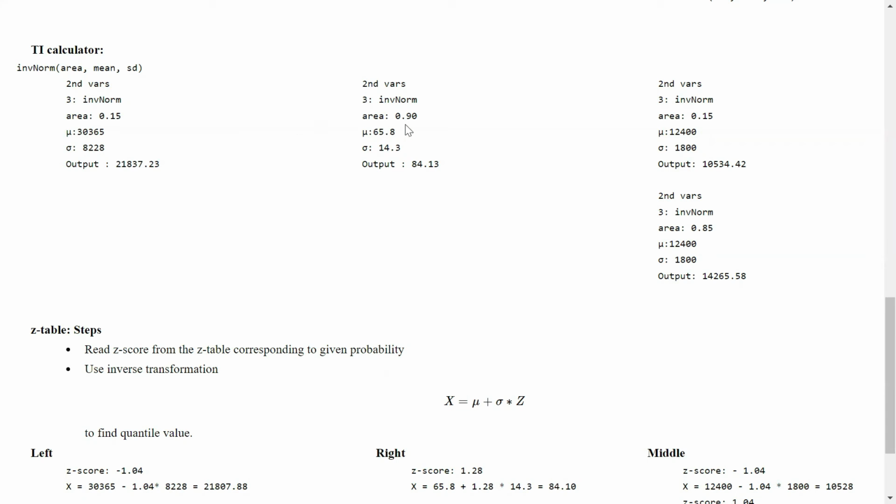Next input is area 0.9, mean 65.8, and standard deviation 14.3. It returns 84.13, the quantile of right probability. Last, the input for middle probability lower quantile, area 0.15, mean 12,400, standard deviation 1800. It returns 10,534.42, lower quantile for the middle probability. Last, change the area to 0.85 and get 14,265.58, the upper quantile for middle probability.